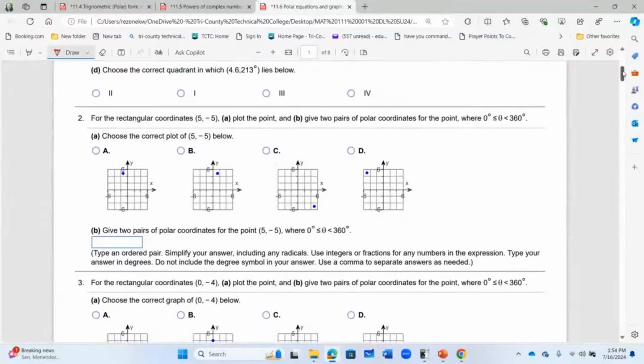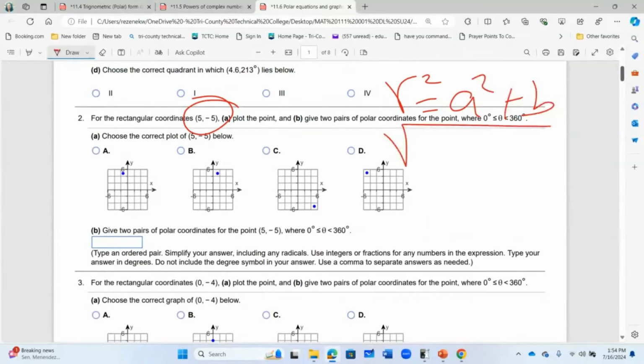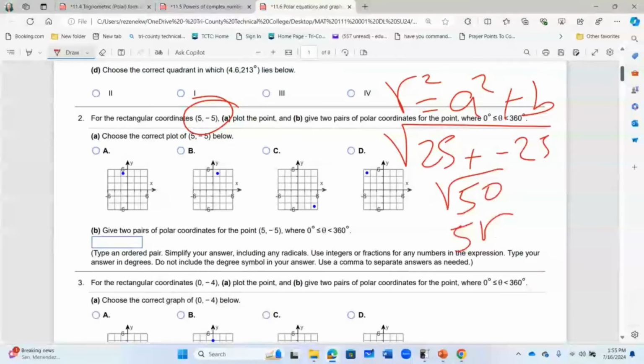Before we plot the point, well, we can plot it later. Give 2 pairs of polar coordinates for the point, 0 to 360 degrees. So first we need to convert, and we need to know r. r squared is equal to a squared plus b squared. r is the square root of 5 squared, 25, plus 25, even though it's negative, square root of 50. Square root of 50 is square root of 25 times 2, so 5 root 2. So r is 5 root 2.